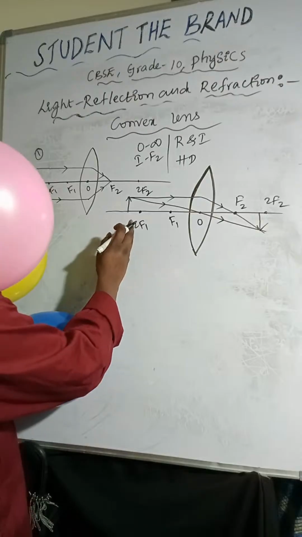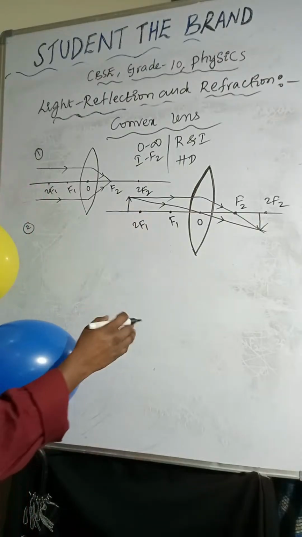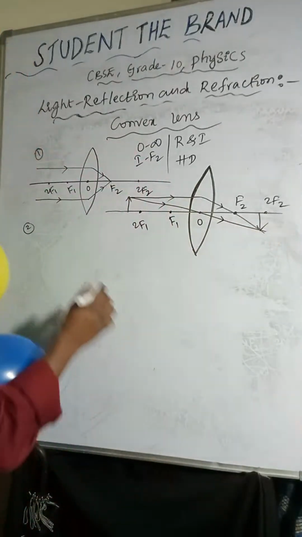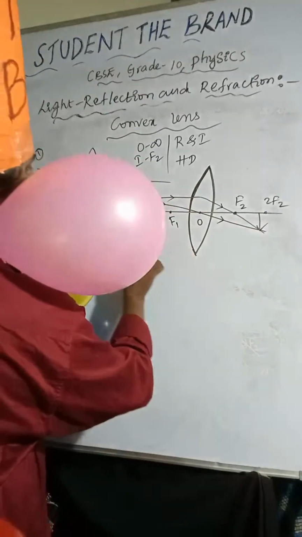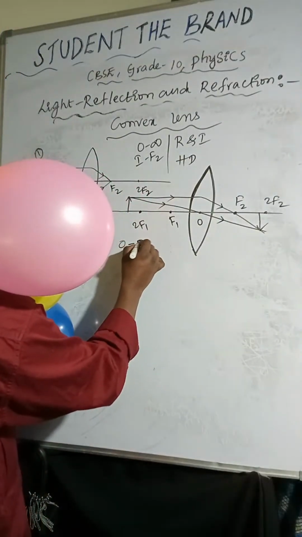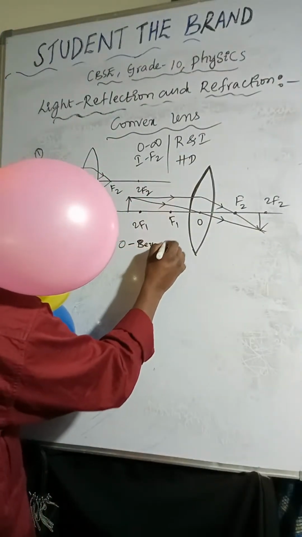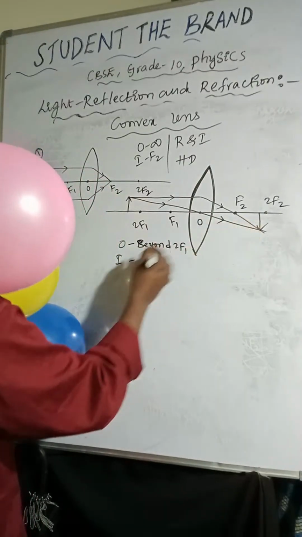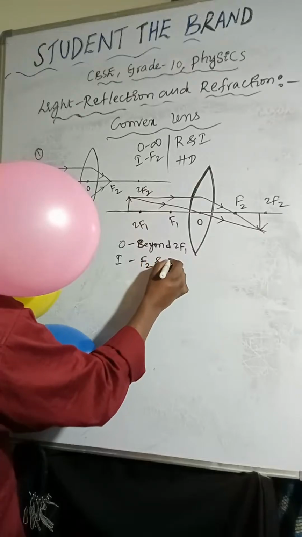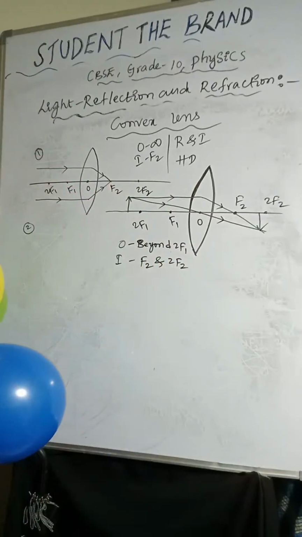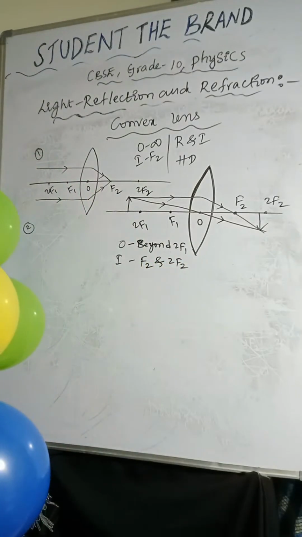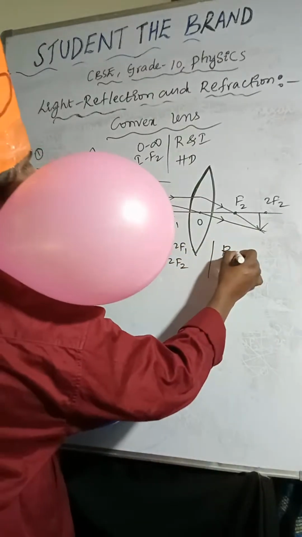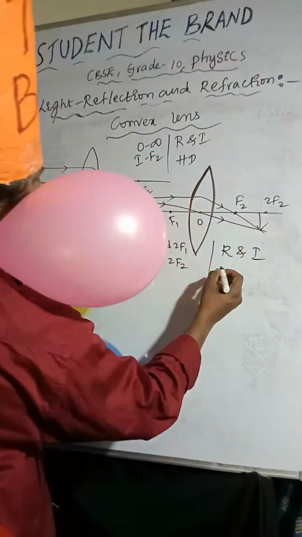Object is placed beyond 2F1. Image is formed between F2 and 2F2. Nature of the image is real and inverted, and the size of the image is diminished.